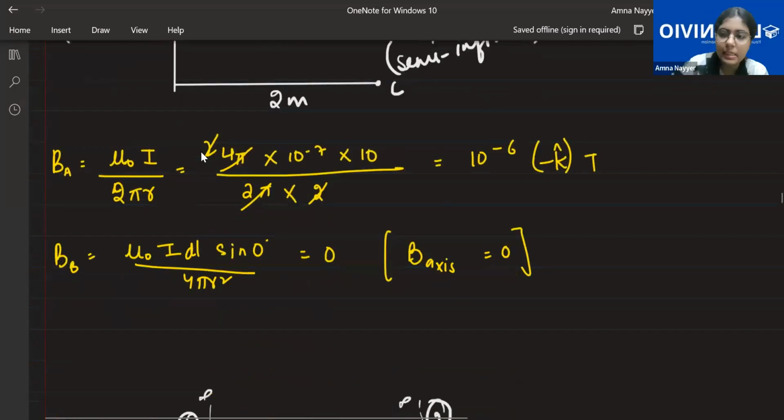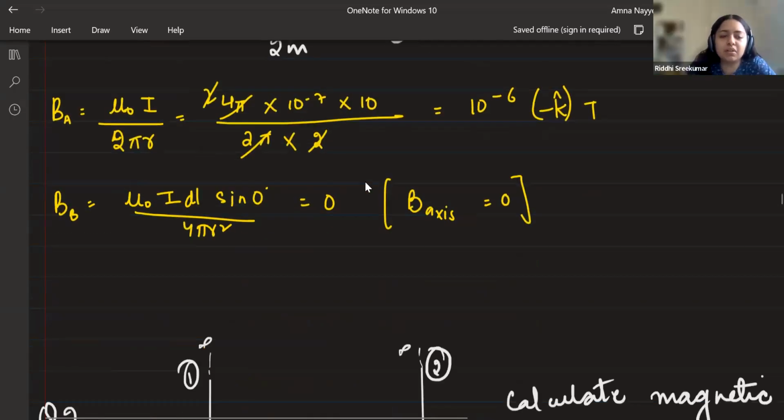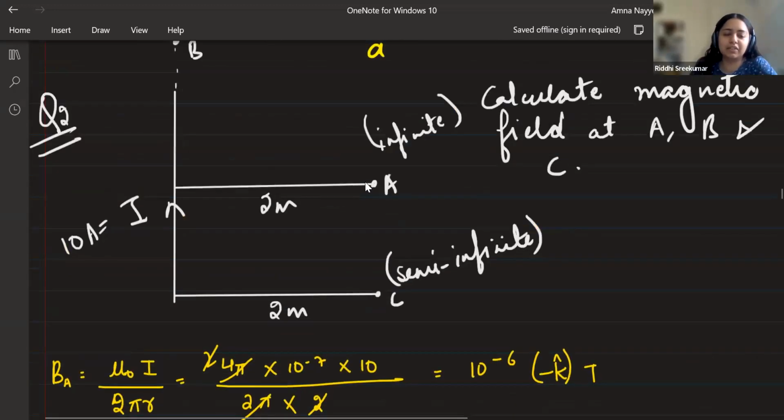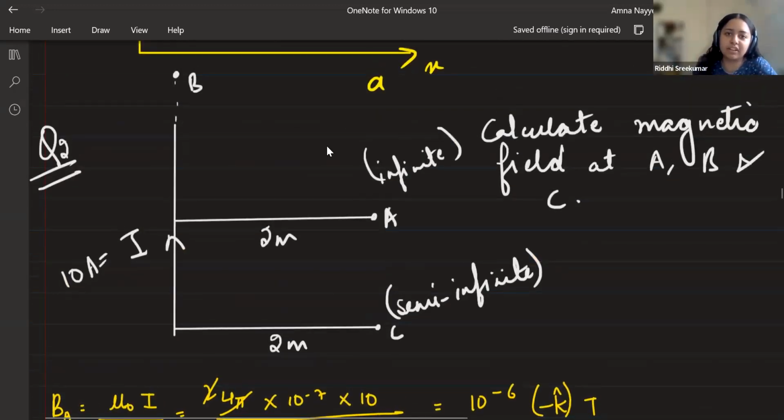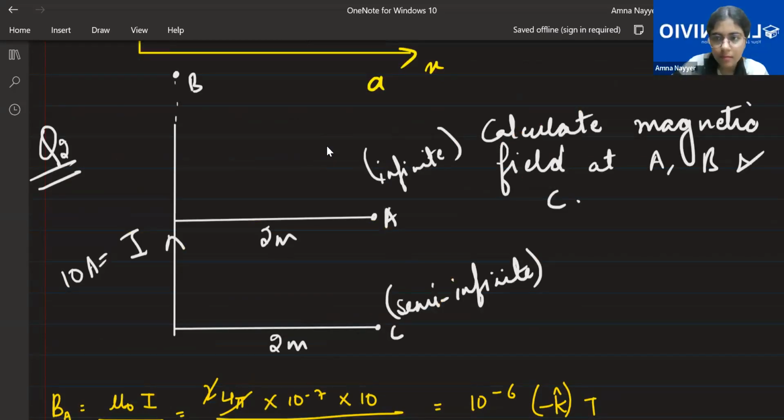Coming to C point. Without solving also, logically we can say that because of the current there is a magnetic field. So since the point is on the wire, it won't have any magnetic field, right? See, for that logic, the point is lying on the axis, so there won't be any magnetic field existing. But magnetic field comes due to current.